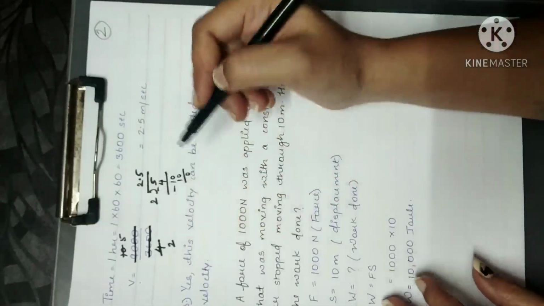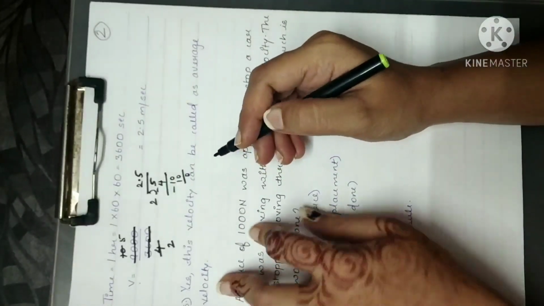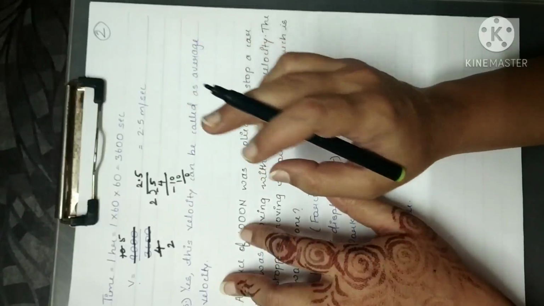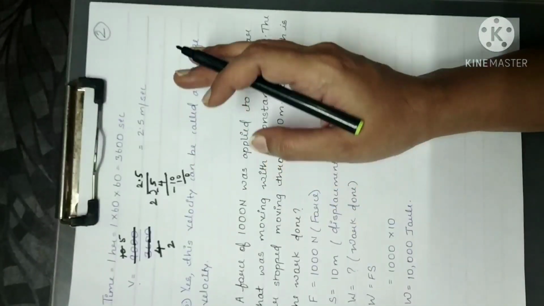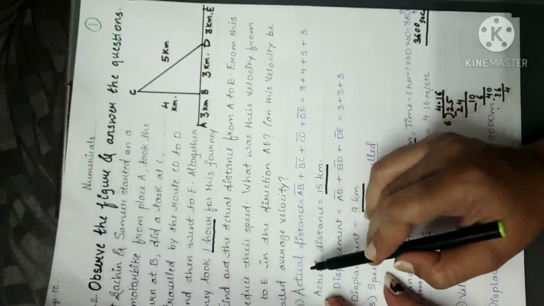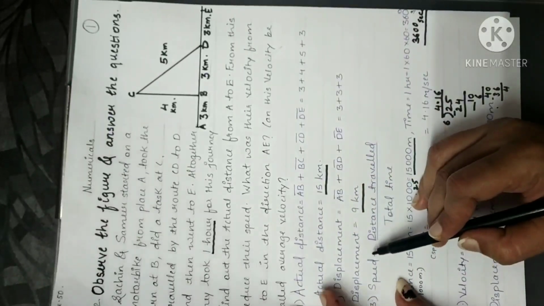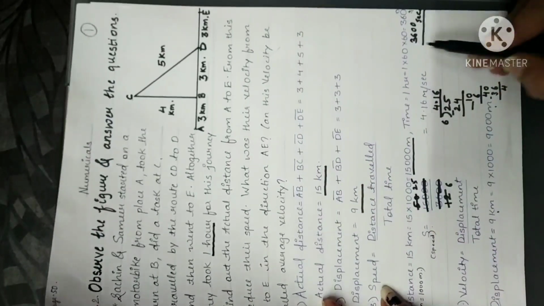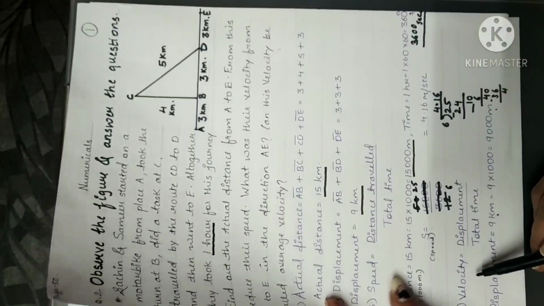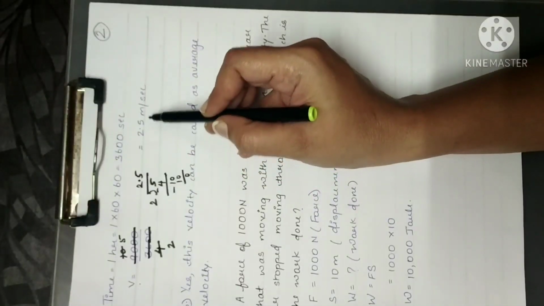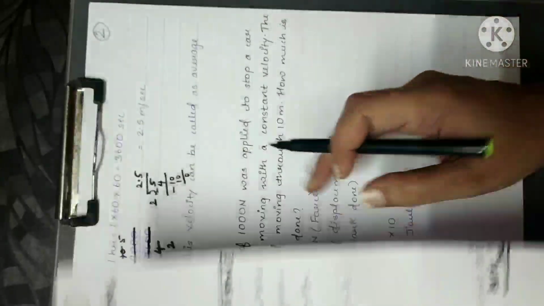So yes, this velocity can be called average velocity. What it means is the velocity of an object can change even while it is moving along a straight line. See, in this question we could find distance, displacement, speed. Speed is 4.16 meter per second. Then velocity 2.5 meter per second. So all question answers we finish here.